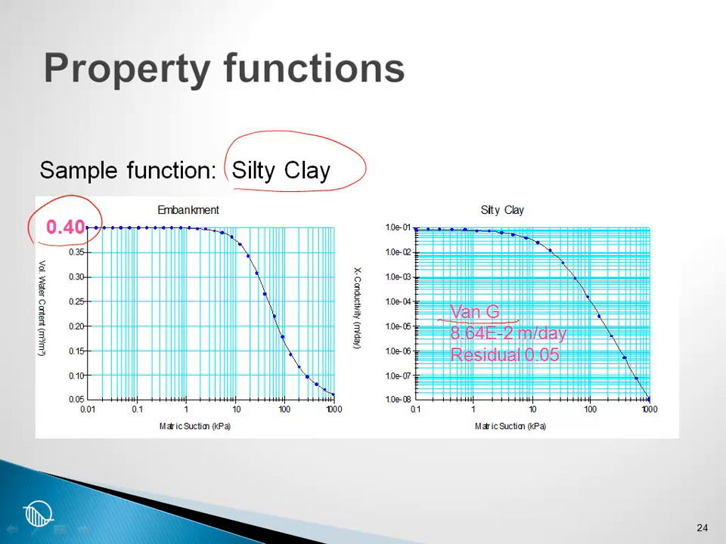We're going to use the Van Genuchten estimation technique for the conductivity function, and we are going to use a residual water content of 0.05, and we are going to convert the conductivity to meters per day. 8.64 times 10 to the minus 2 meters per day is equivalent to 1 times 10 to the minus 5 centimeters per second, I believe.